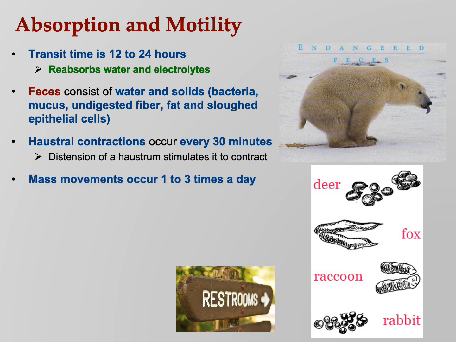Mass movements occur 1 to 3 times a day. In other words, you poop on average 1 to 3 times a day. A lot of variation in there, a lot of individual difference, but that's a typical range. Triggered by gastrocolic and duodenocolic reflexes. So once again, look at the words: gastrocolic, gastro, stomach, colic, large intestine, duodenocolic, duodenum, small intestine, colic, large intestine.